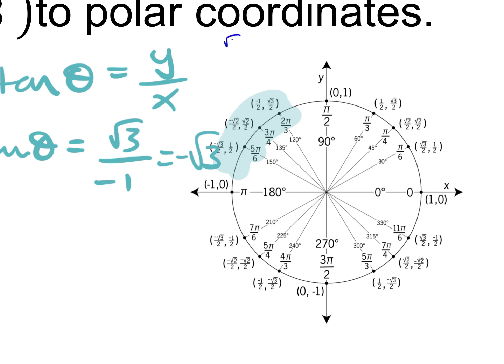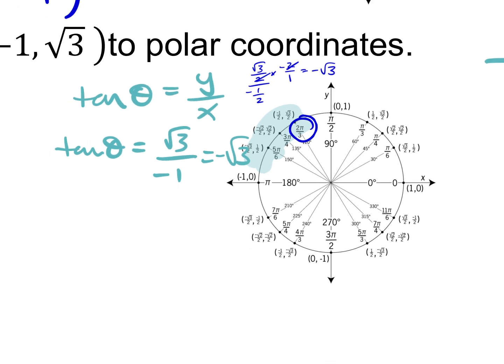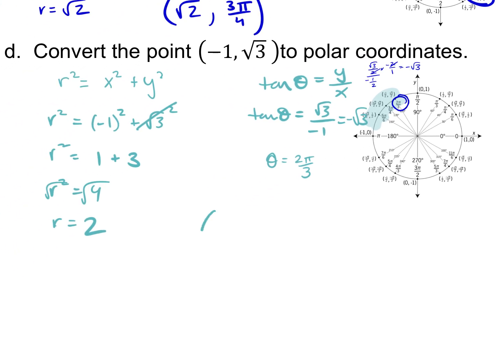Let's test it out just to make sure. We get square root 3 over 2 over -1/2. When we keep change flip, we end up multiplying by -2 over 1. So this would be negative square root 3. Perfect. So we said 2 pi over 3. So theta is equal to 2 pi over 3. Awesome. So our coordinate would be 2, 2 pi over 3.